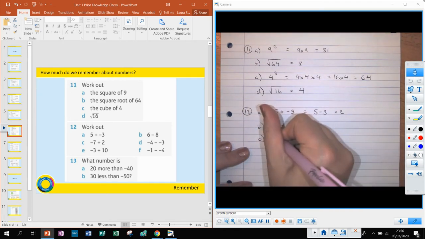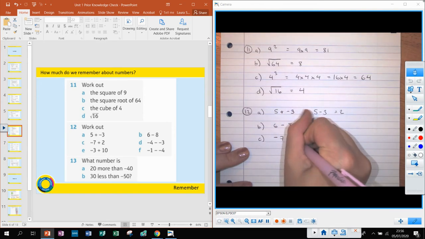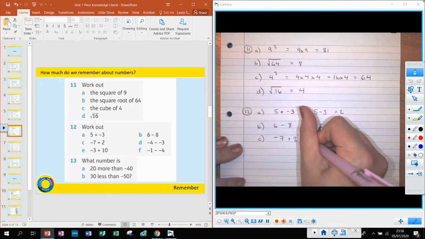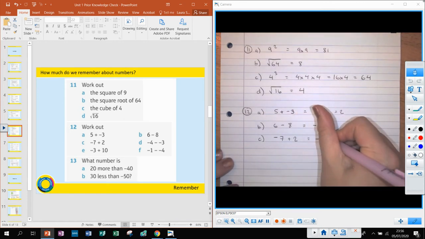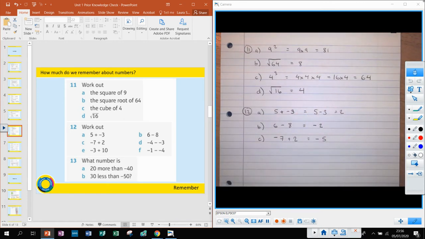Part C, we have negative 7 add 2. So we're at negative 7 degrees, we add 2 degrees, we're going to go up to negative 5. Closer to 0 because we're getting more positive.